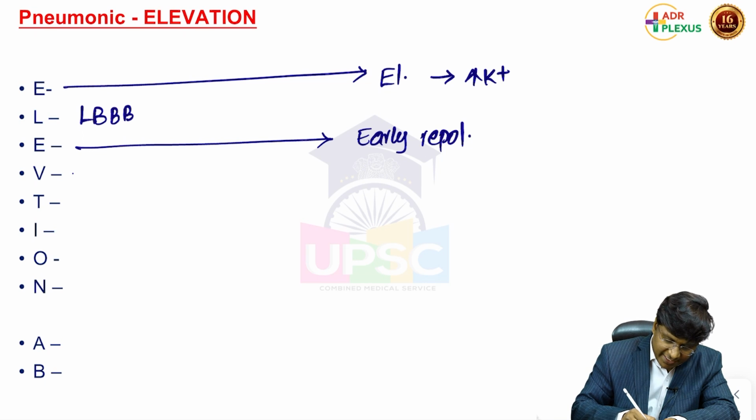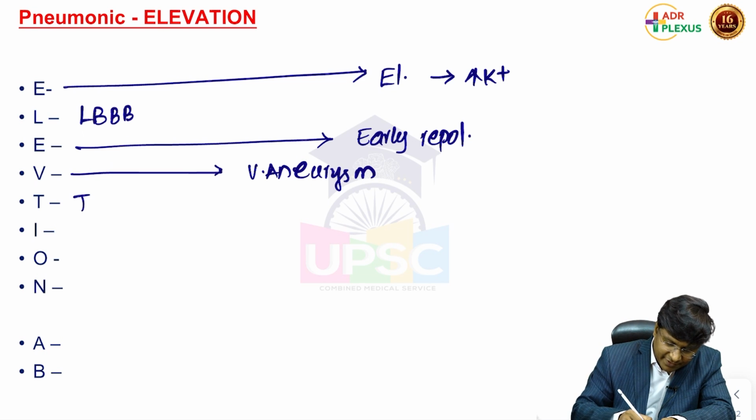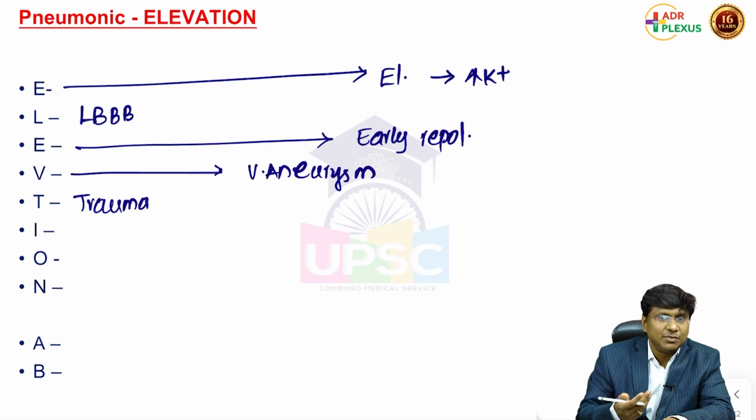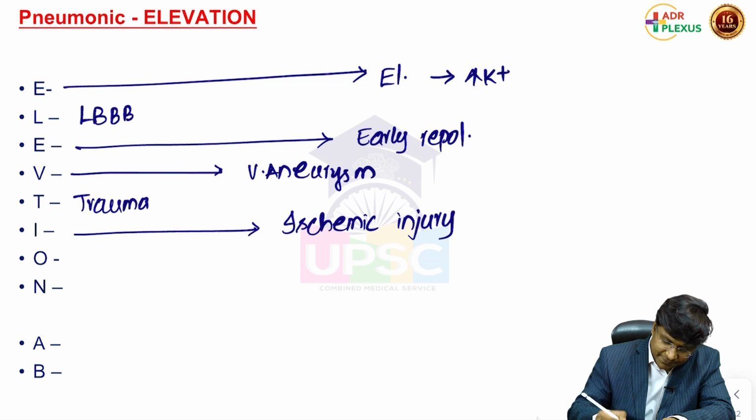Then VA, that is ventricular aneurysm. In ventricular aneurysm, which occurs secondary to anterior wall MI, you will have tomb-shaped ST segment elevation, which I'll be showing you. And T stands for trauma to the ventricles. Like while doing pericardiocentesis, if there is any trauma to the ventricle, then you will observe ST segment elevation. And the letter I stands for ischemic injury, which is nothing but infarction.